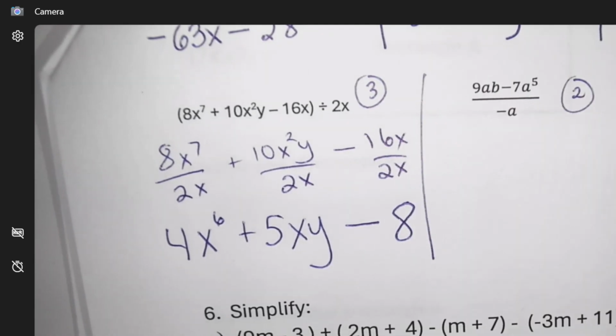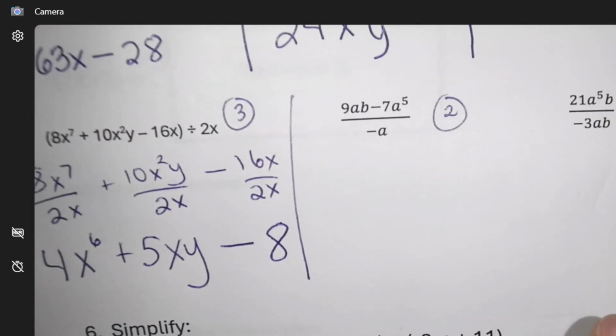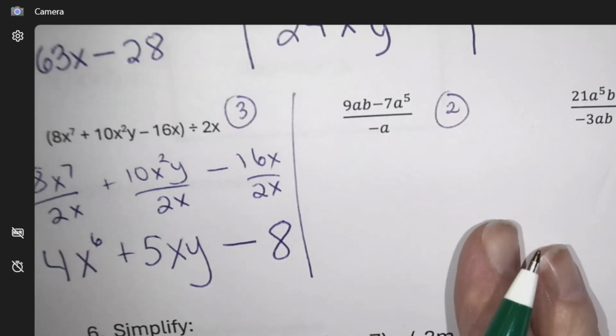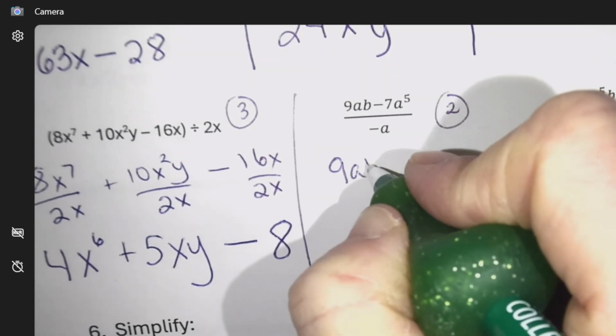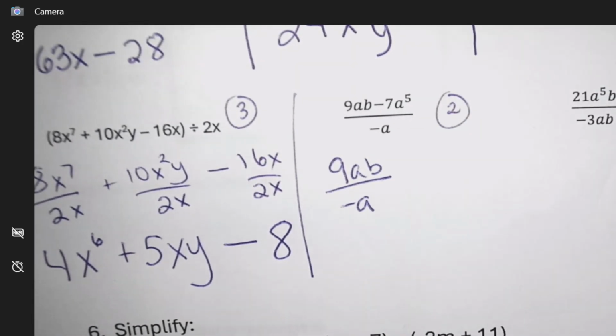Okay, here we go. 2 more of these. So this is a distribution because they each have to have their turn. So if I write it out, I'm going to do that. I'm going to write it out the long way here. I'm going to take that turn.